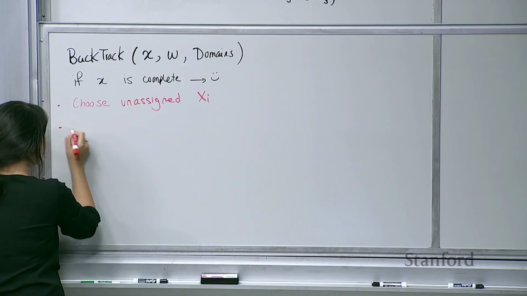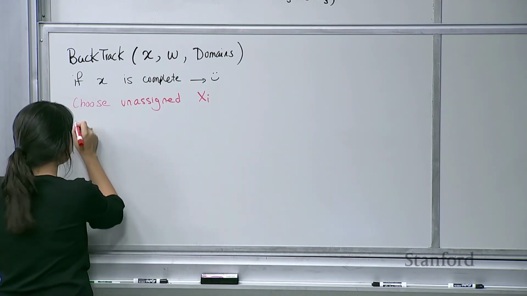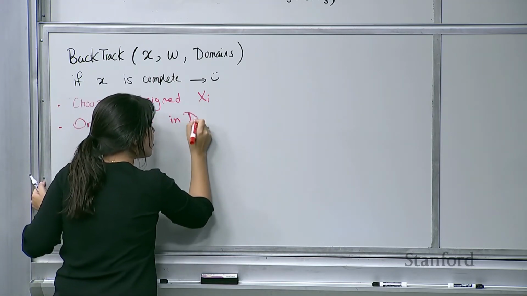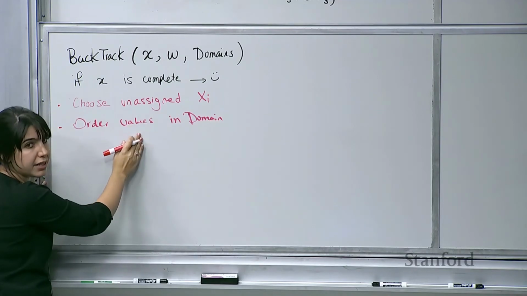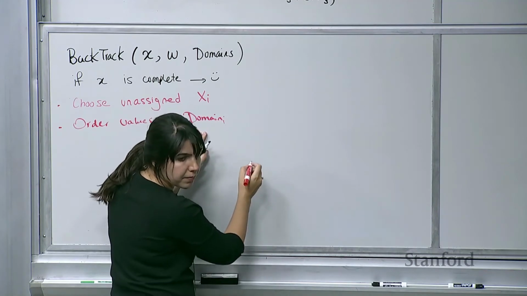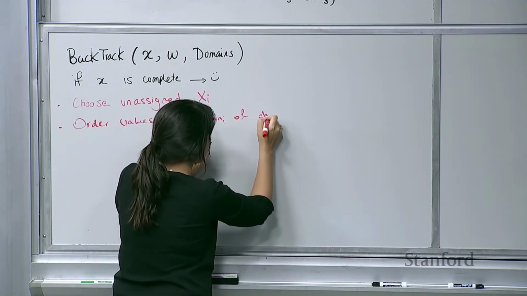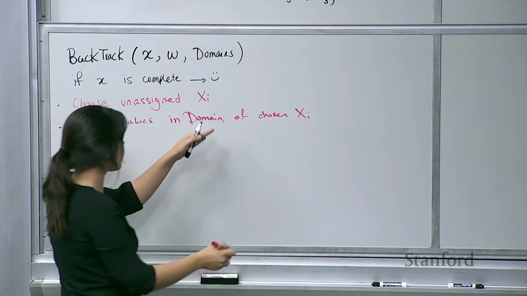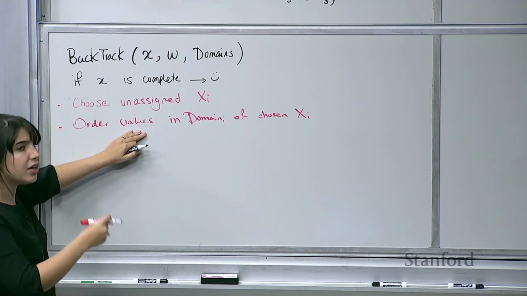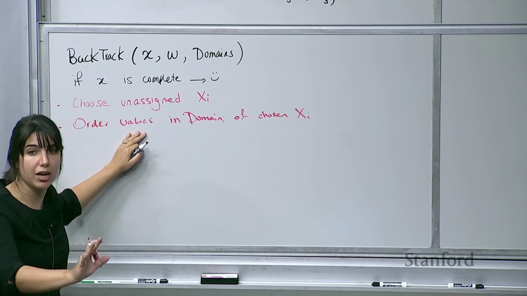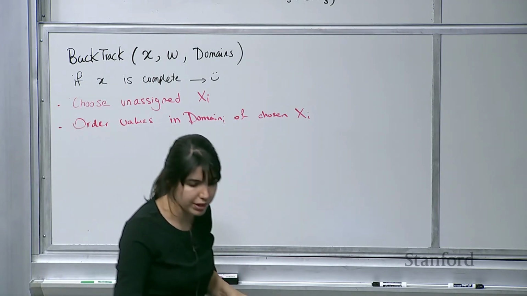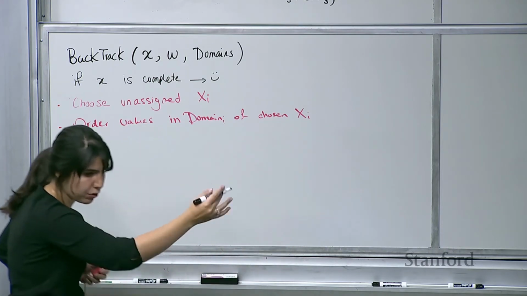Well, that comes from another heuristic, which says order values in domain. So values would be red, blue, green. So those are my values, right? So order the values that are in domain i of chosen xi. So you picked the next xi. Maybe the only colors that you can use right now are red and blue. So then you're going to order red and blue using some heuristic that I haven't talked about yet. But maybe some heuristic says you should use red first, and you would use red first. You'd order it in that domain, in that order.